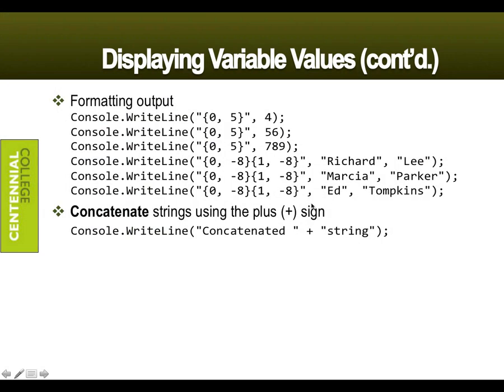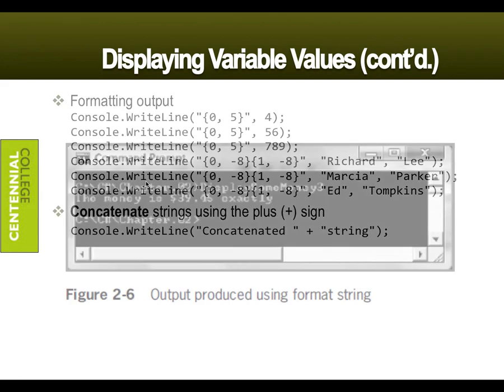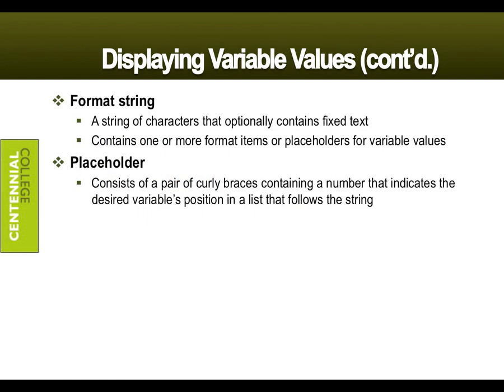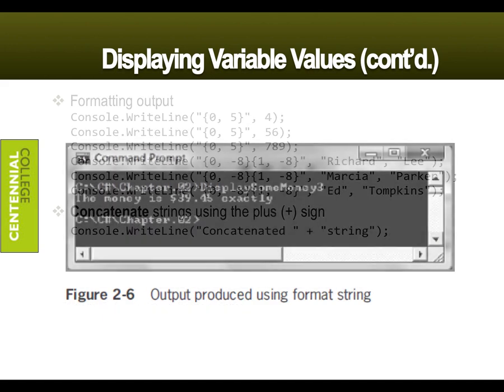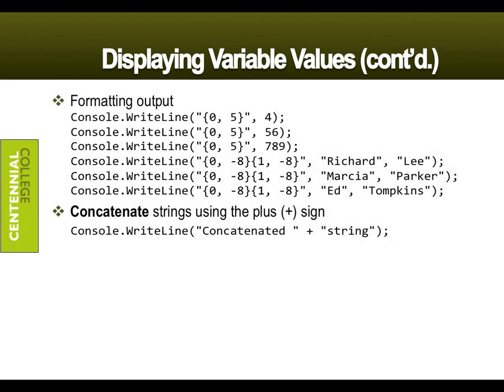The important thing to understand is that when we start formatting and we say -8, it means something different than +5. When we start counting at 0, it means something different than 1. What do these two things mean? We have to figure this out, right? So here's the way we format output. If I go back to my formatting idea, it's a string of characters that optionally contains fixed text, and it contains one or more format items or placeholders for variable values, so I can move things around or substitute a different value into there.